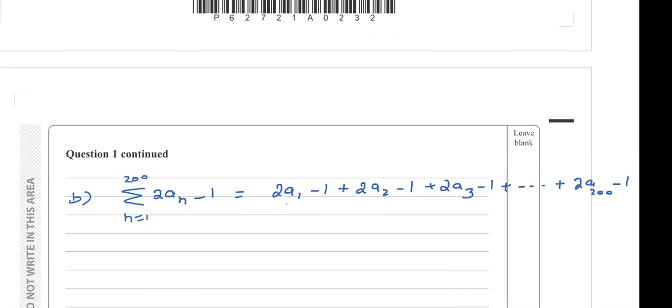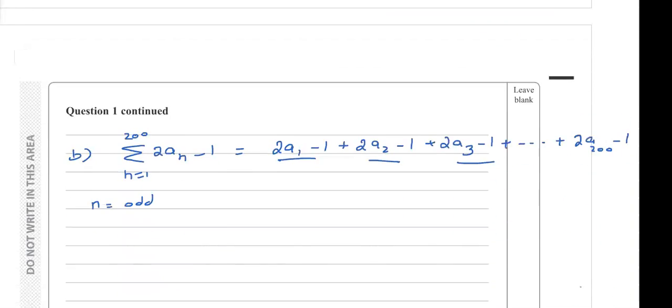But we already know from the previous part that when n is an odd value, these are the terms, this is one term, second term, third term, the term is equal to 3, which we wrote in the previous part. So using that technique here, I can say that when n is odd, the term will be equal to 3.